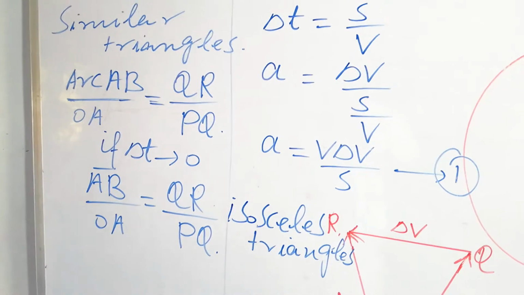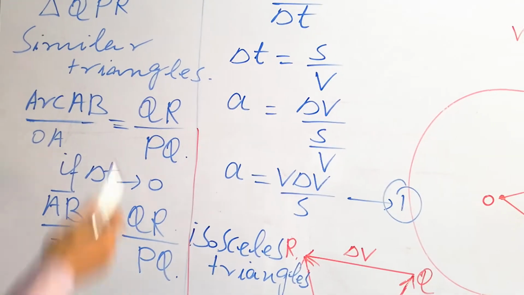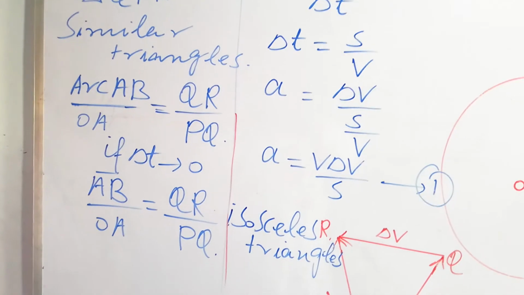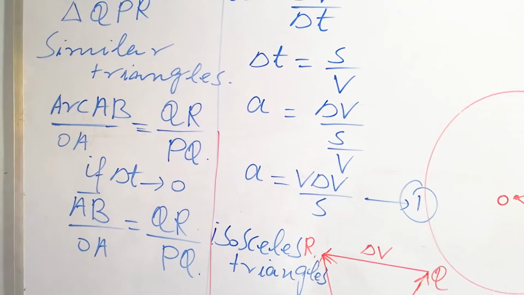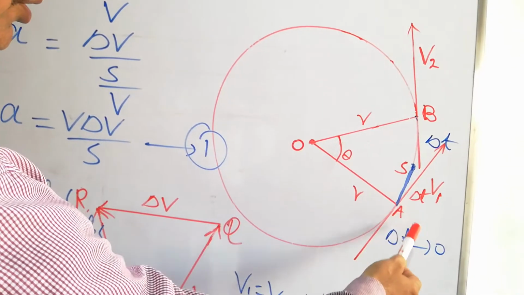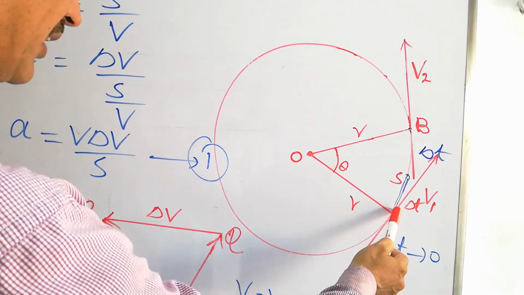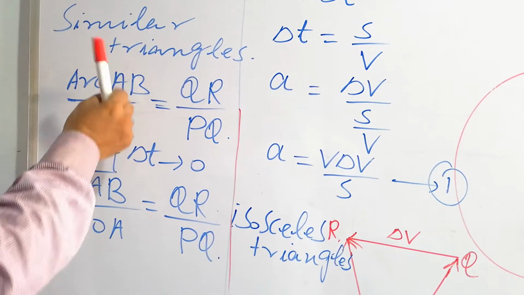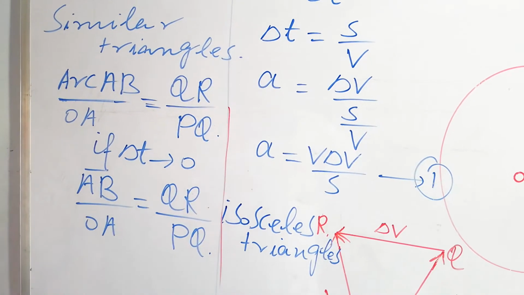Students, look at again here. I have already told you that in these similar triangles, RKB divided by OA equals QR divided by PQ. This arc AB is a curved path, it should be a straight line. How will we make it a straight line? By just reducing the time from A to B. If the time is very small, then this arc becomes a straight line. So if delta t approaches 0, then this arc AB turns into a straight line AB, divided by OA, equals QR over PQ.